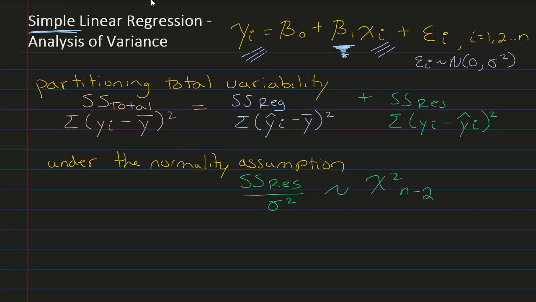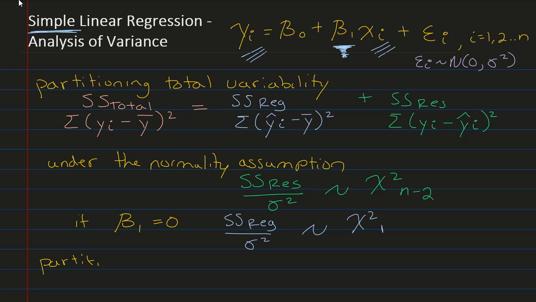Additionally, if you add on the assumption that beta 1, the slope, equals 0, so this is an additional assumption, then the sum of squares due to the regression divided by sigma squared is also a chi-square distribution with 1 degree of freedom. Okay, so I want to take a break here and talk about these degrees of freedom, and notice that the degrees of freedom are also being partitioned in a very similar way to how we partitioned our variability.